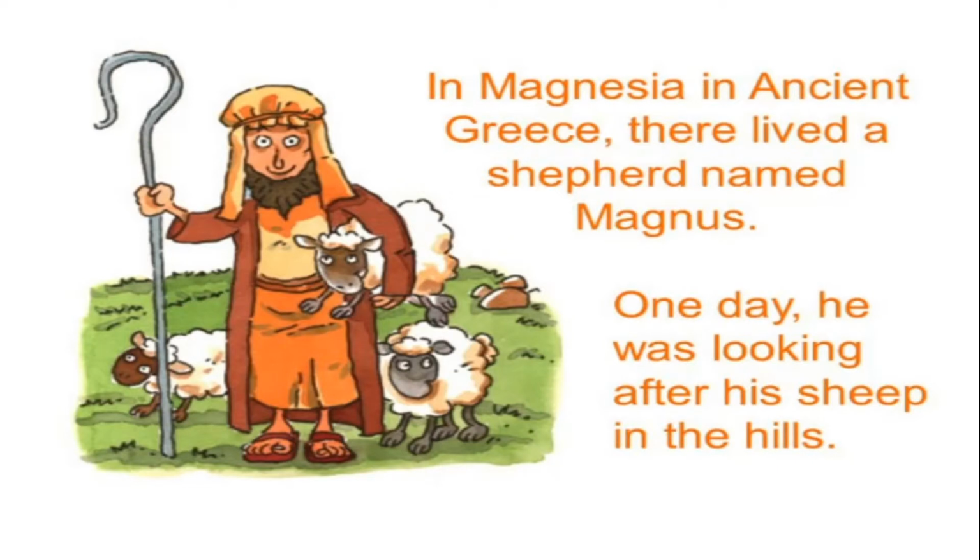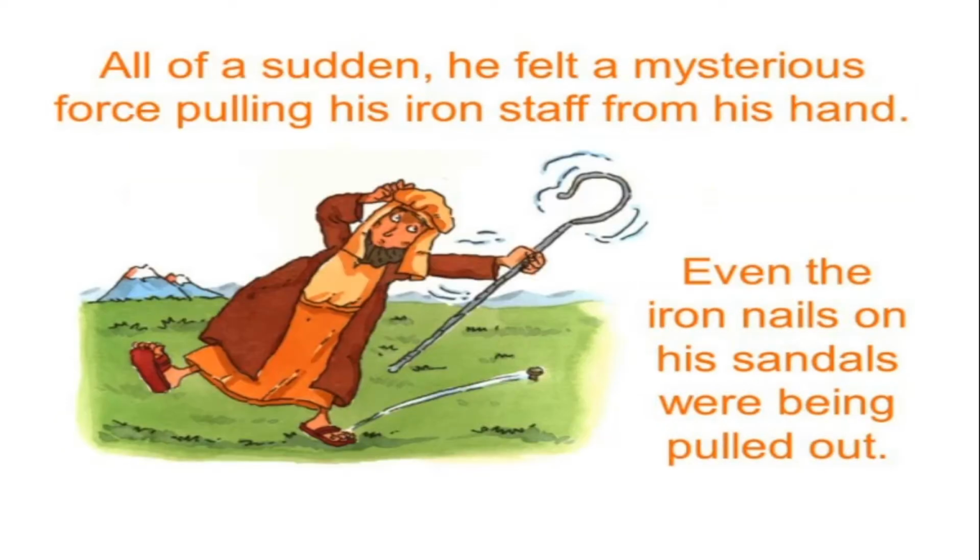Well, have you ever wondered how we know about the magnet? I will tell you a short story of discovering the magnet. In Magnesia, in ancient Greece, there lived a shepherd named Magnus. One day he was looking after his sheep in the hills. All of a sudden, he felt a mysterious force pulling his iron staff from his hand. Even the iron nails on his sandals were being pulled out.